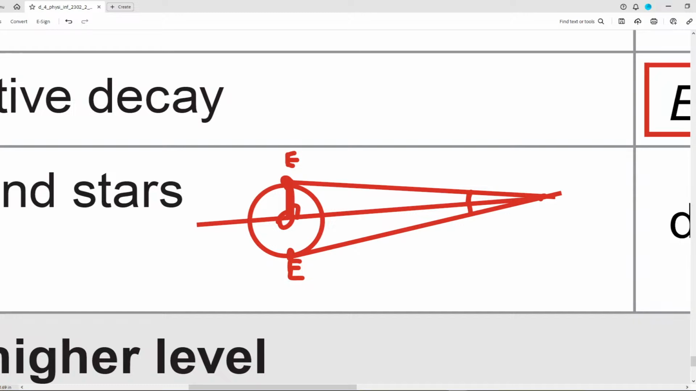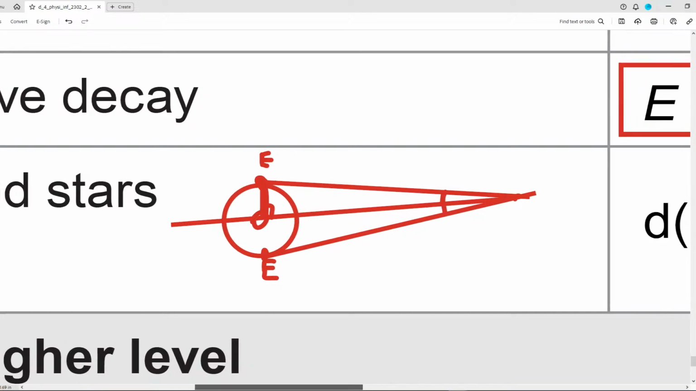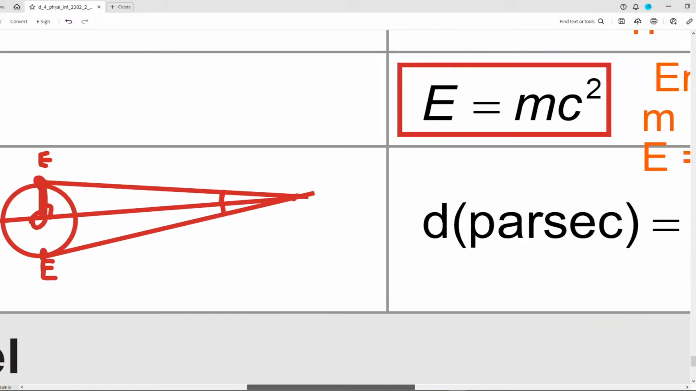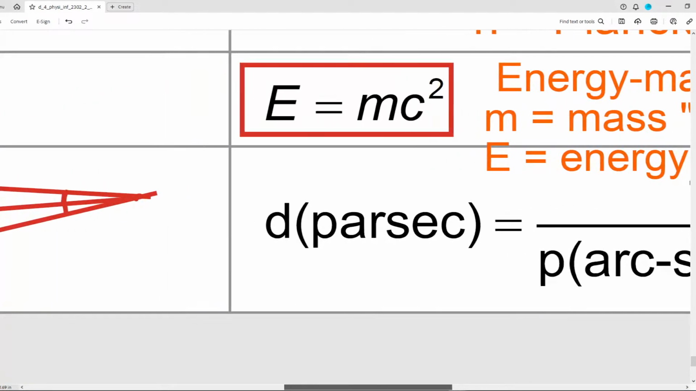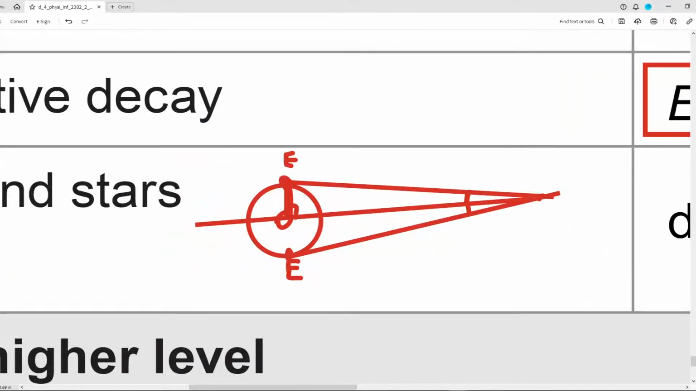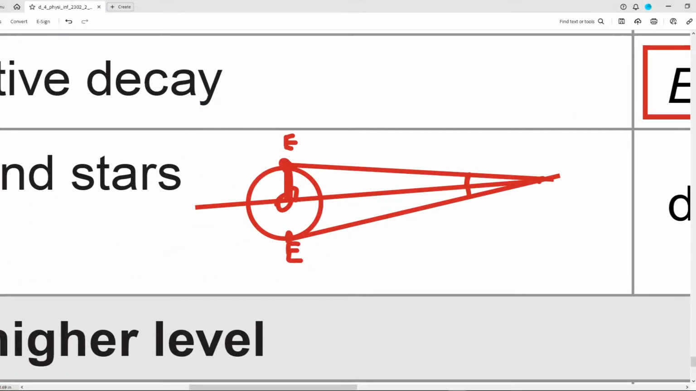Now we assume the angle is really small. So when using sine, the sine of the angle is approximately equal to the angle itself. That's why we just get that value instead. So that's why this formula works.